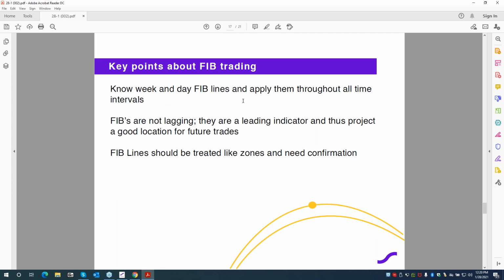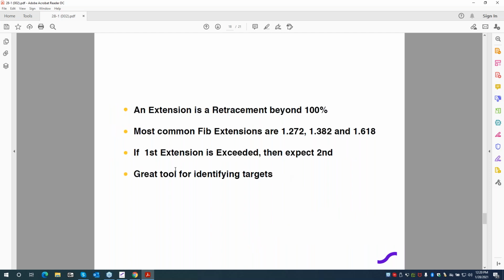Know your week and day Fibonacci lines and apply them throughout all the time intervals. Okay, so what I was saying, guys, draw your daily Fibonacci and then place other Fibonacci levels that are 1 hour and 15 minutes or 5-minute charts. Fibs are not lagging, they are leading indicators and thus project a good location for future trades. Fibonacci lines should be treated like zones and need confirmation.